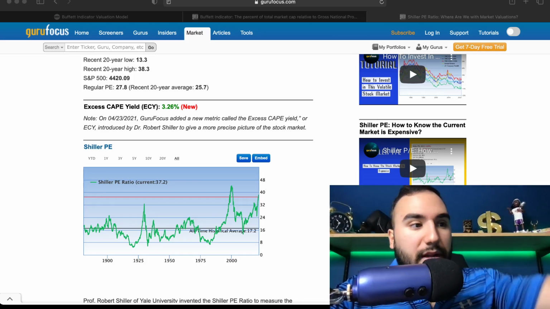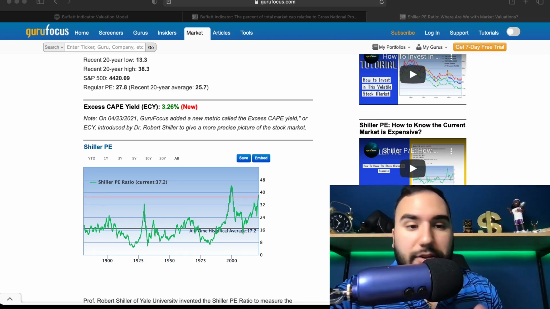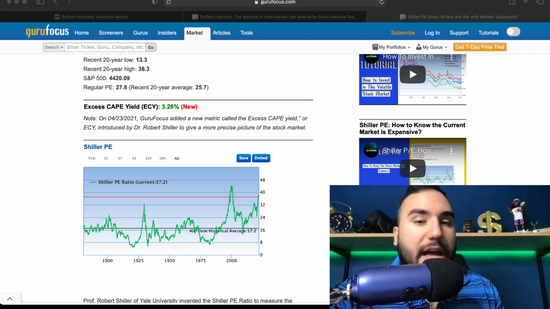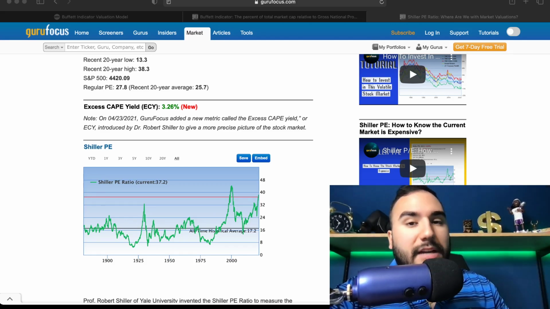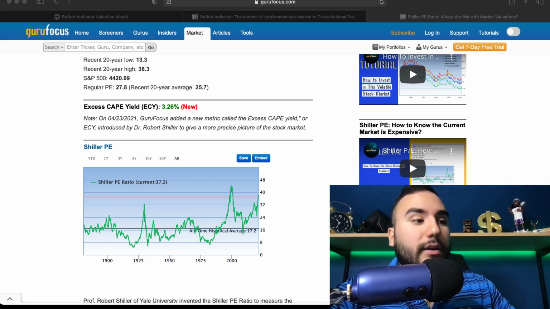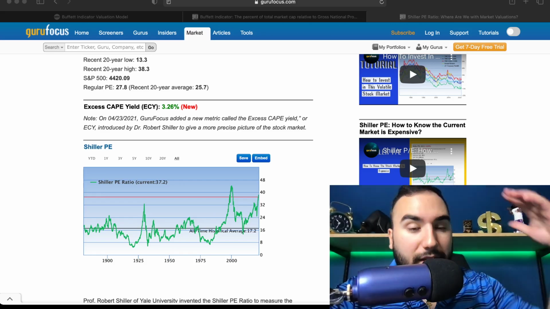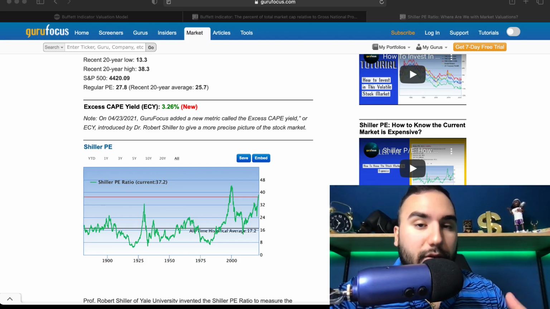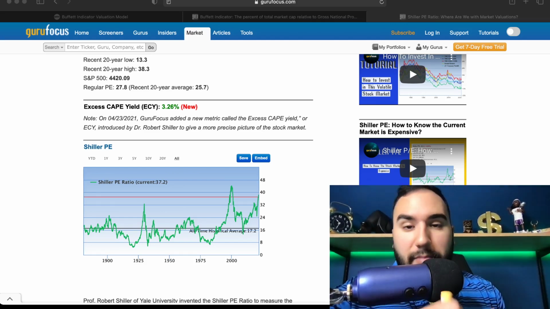Just because the Buffett indicator is screaming red, just because Shiller PE is overvalued, it doesn't mean that we're going to crash tomorrow. Nobody knows when this is going to happen, which is why, again, time in the market's better than timing the market. Having money put to work is a good idea, but also having the dry powder is also a good idea. So as of now, guys, that is kind of my thought process.